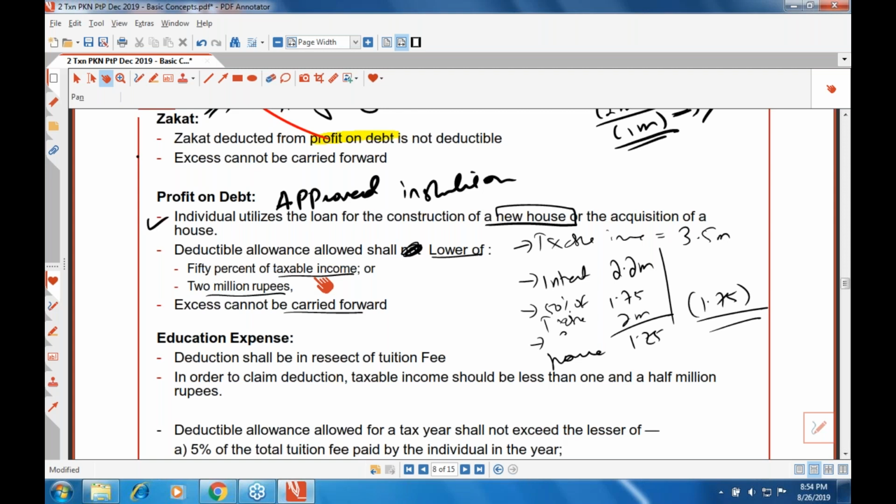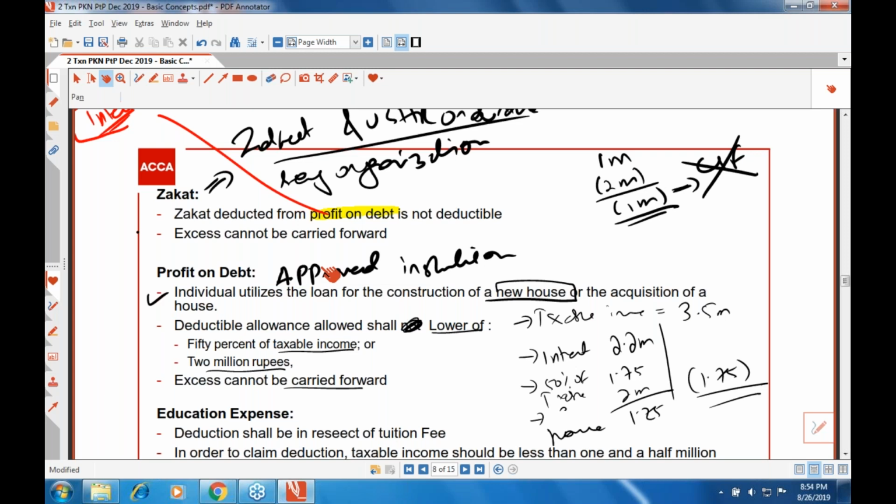Bushra Siddiqui is asking, is this profit on debt? Yes, this is profit on debt. Profit on debt is interest.